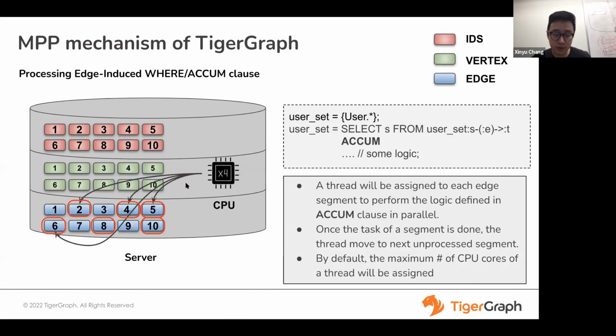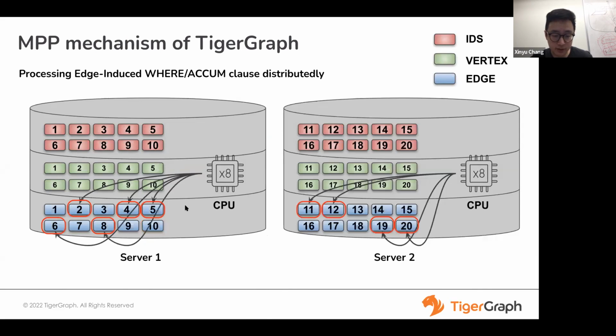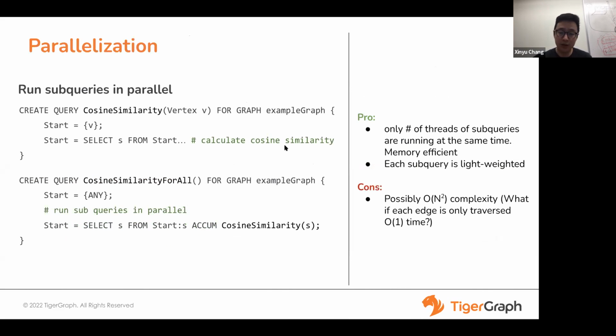So in this case, if we run that query on this server, 4 subqueries will be executed at the same time on this server. And also each subquery is pretty lightweight, so that means this approach will be very memory efficient. You only have the memory usage of 4 queries, the number of threads, at the same time, right? And upon the finish of each subquery, the memory will be released. So the memory usage is very good, and each subquery is very easy to implement and very lightweight. That's the pros of this approach.